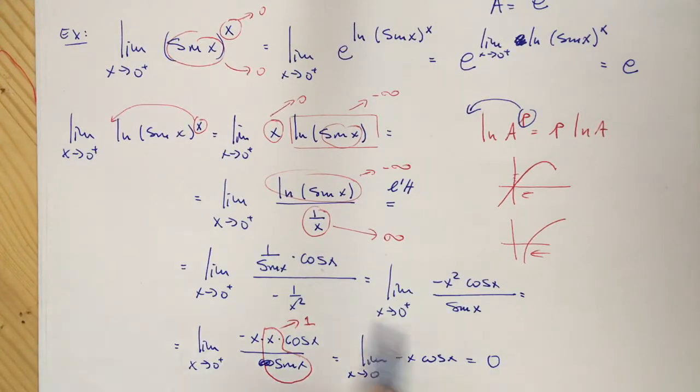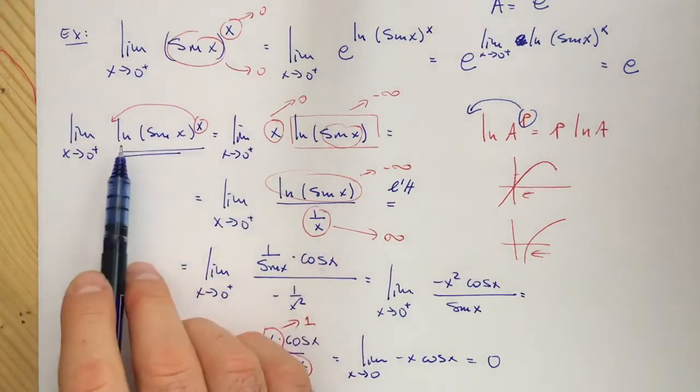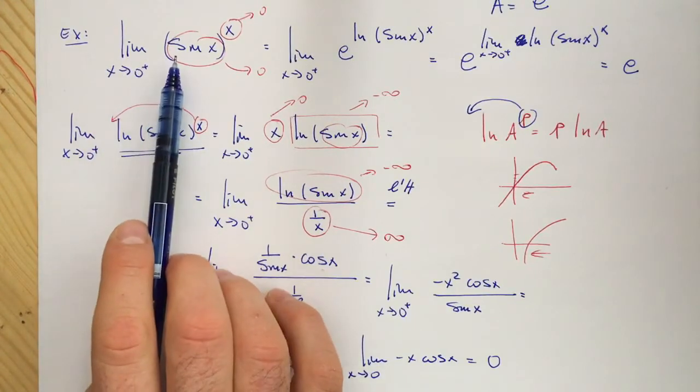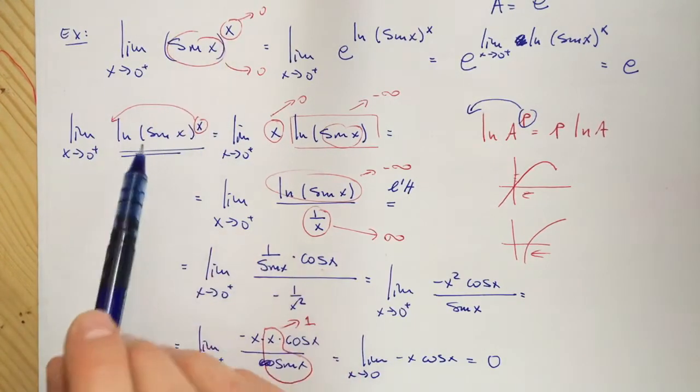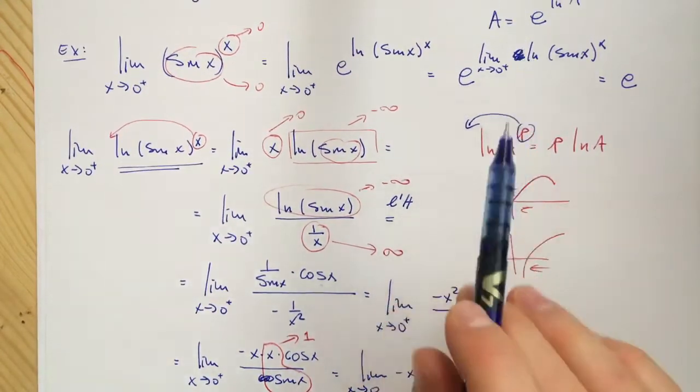What limit is 0? This limit right here. But that was not our question. The question was not what's the limit of ln of sine of x to the power x. The question was what was the limit of sine of x to the power of x. And where did this limit appear? This limit appeared right here.